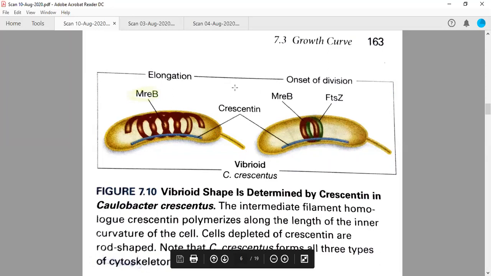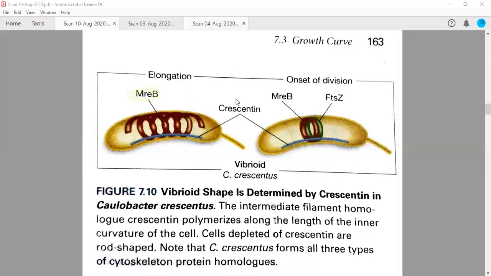So what can happen? Suppose crescentin is not present. Fine. So what will happen? This cell will not bend from this particular location. So the cell will be purely rod shaped in nature. Only because crescentin is present does the cell have some kind of curvature, for example, spiral cells or these Vibrio cells. These specifically have this crescentin protein.